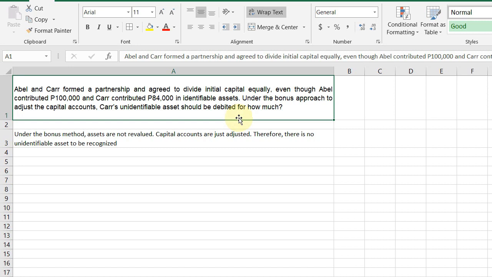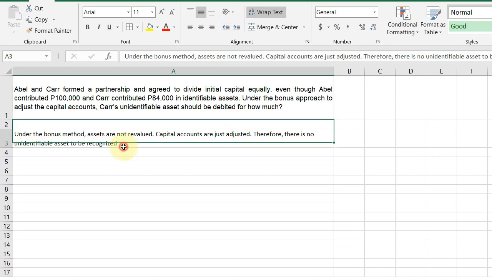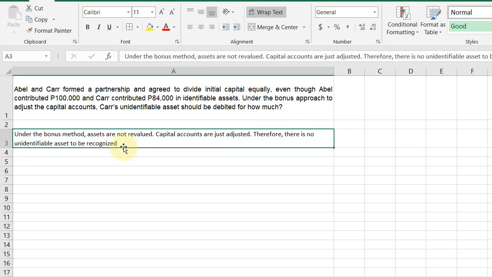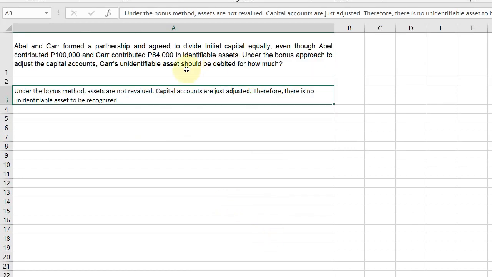Okay, so kung iisipin mo dun sa ginagawa nating bonus method kanina, nagre-recognize ba tayo ng unidentifiable asset or a goodwill? Di ba hindi? Okay, kaya, under the bonus method, assets are not revalued, therefore, there is no unidentifiable asset to be recognized. So, capital accounts are just adjusted. O, di ba? Todo compute ka. Pero, know that sa bonus method, walang adjustments na nangyayari, walang revaluation of assets, only capital accounts are adjusted. Okay? So, next.